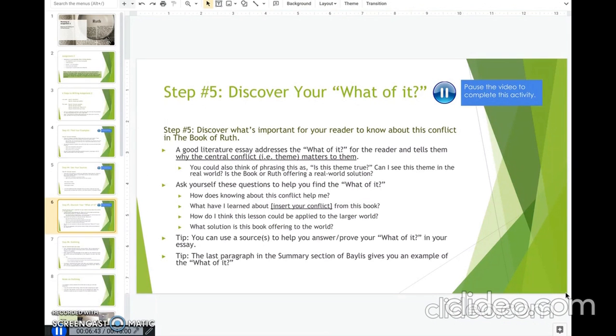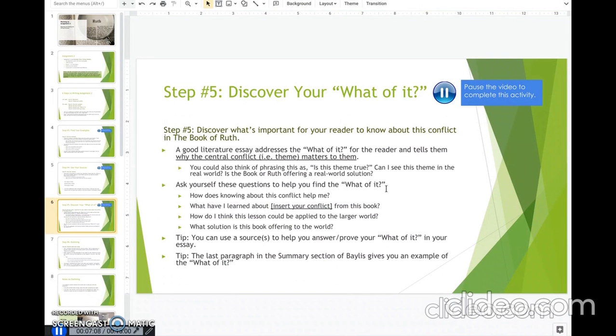Step number 5, this is your discover your what of it, or in other words, you can just say, so what? A good literary analysis paper is always going to explain why should the reader care about the central conflict, okay? So think of phrasing it this way: is this theme true? Can I see this theme in the real world? Is the Book of Ruth offering a real world solution?